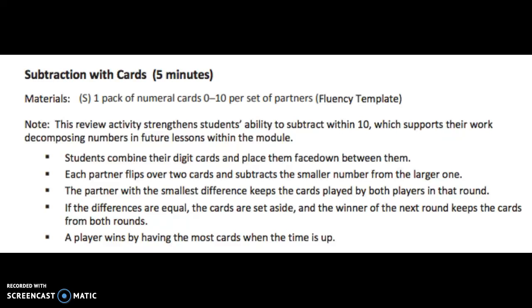You are going to have one baggie of cards for you and your partner. On the cards, there are numbers 0 up to 10. So first, you're going to spread out all the cards in between you and your partner, face down, so you do not see any of the numbers.